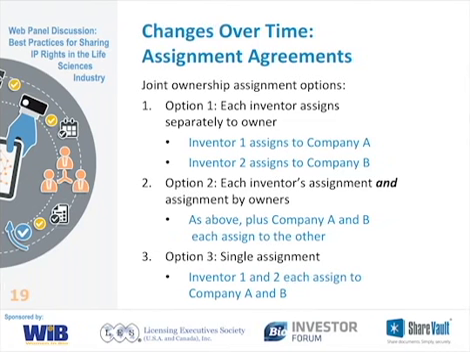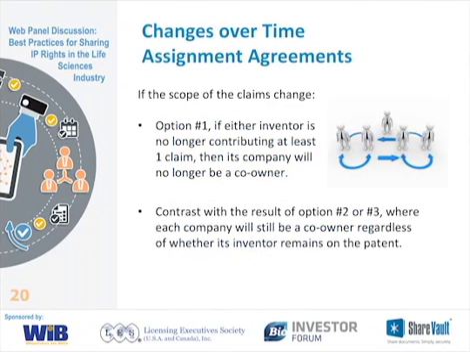Option two, we have each inventor assign to her employer, but then we have the companies do a cross assignment where they each assign to each other. Outcome, patent rights owned by A and B jointly. Or third, I could have inventor one assign to A and B, and inventor two assign to A and B. And any one of those three options will end up with the patent rights in question being owned by company A and company B. What happens, though, if the scope of the claims change over time?